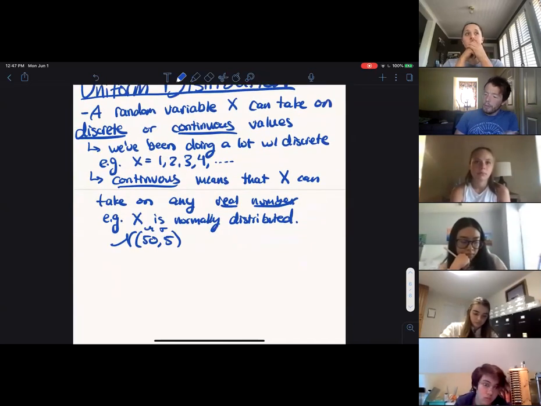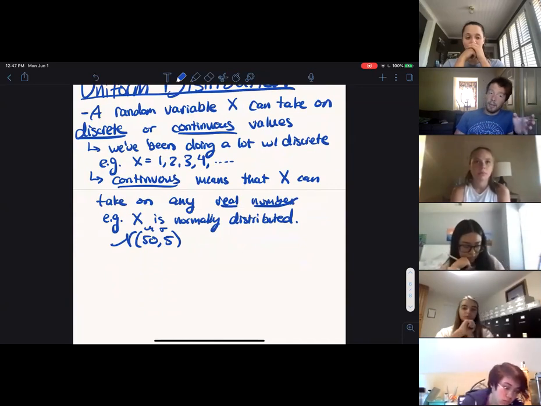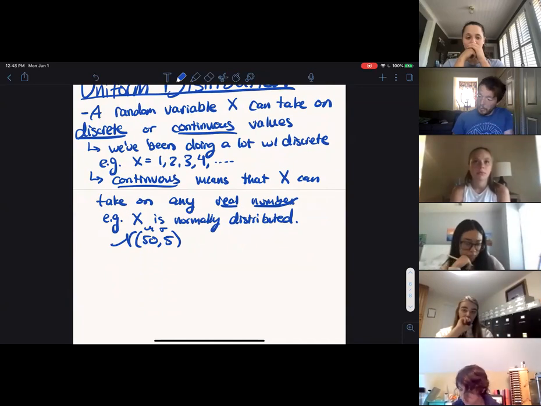And this should look familiar. We've done continuous distribution probabilities since the beginning of this class, but now I'm talking about it in the context of modeling random variables. So let me write it out. Maybe it'll make more sense.